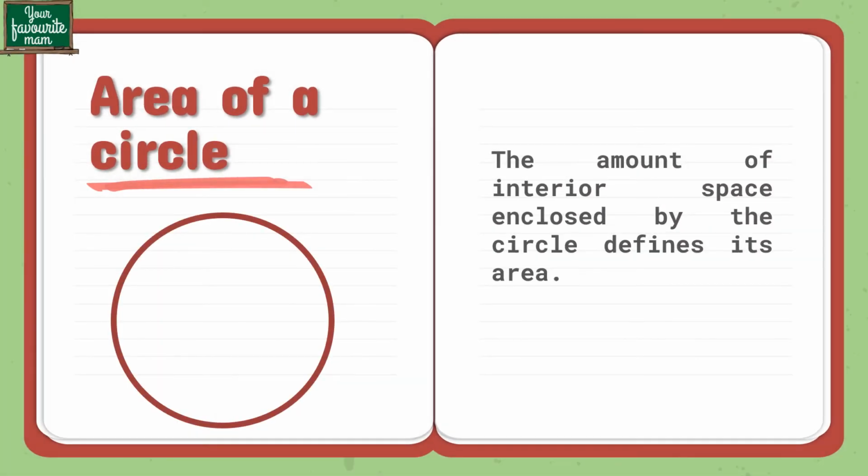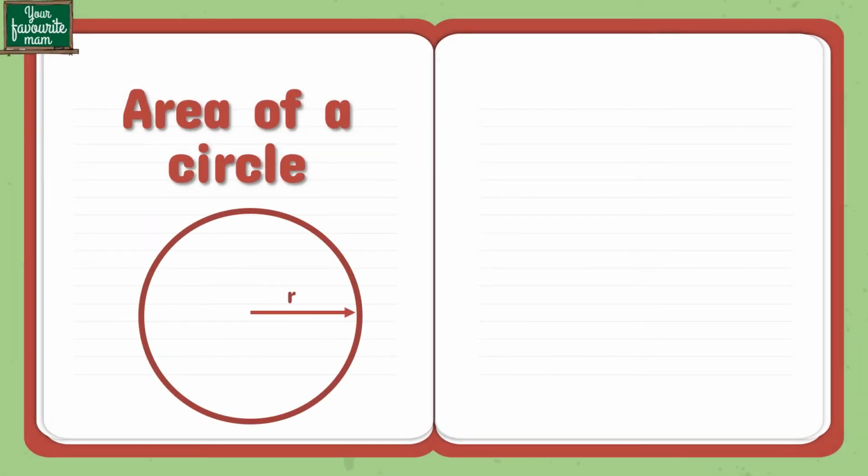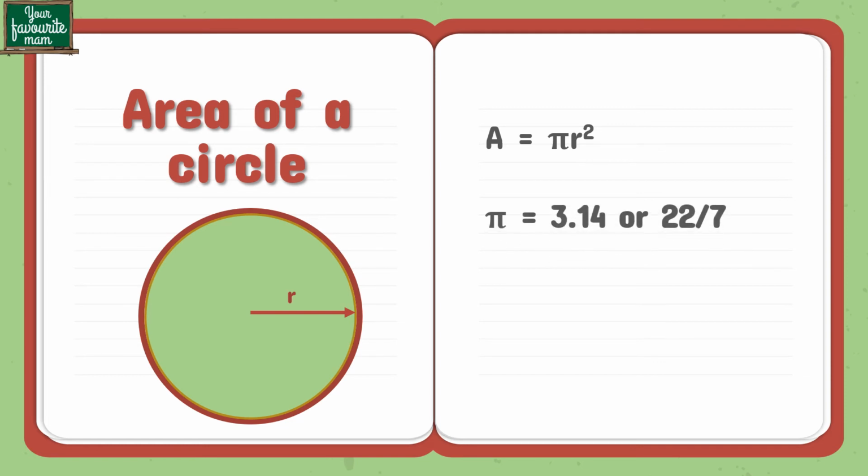Now let's talk about the area of a circle. What is it? It is nothing but the amount of interior space enclosed by the circle. But how can we find the area of a circle whose radius is known? There is a formula for that again. The formula for an area of a circle is pi r square, where pi, I am sure now you know, is 3.14, or we can write it as 22/7. And r again here stands for the radius.